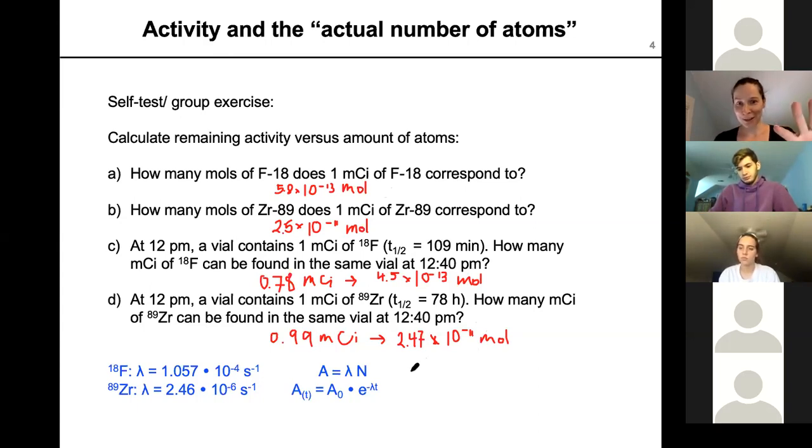Is the math clear? Are the calculations clear on here? Please let me know if you have any questions. Oh yeah. Good? Okay.